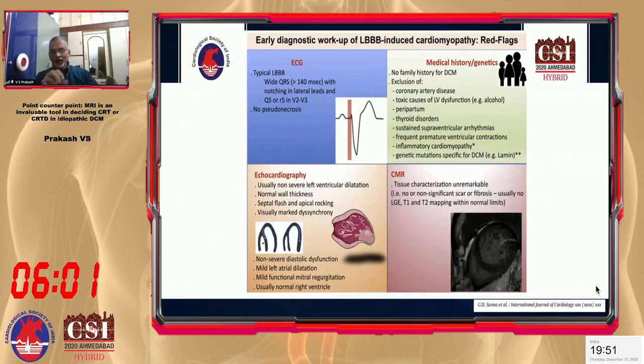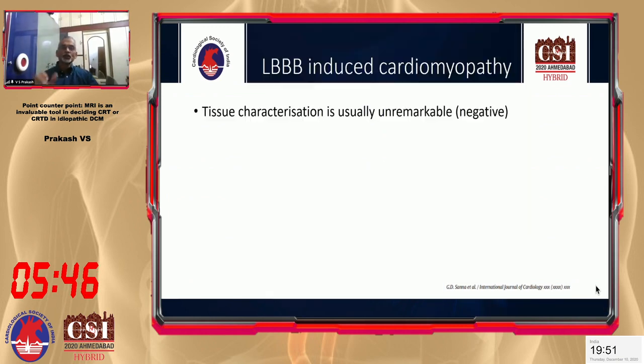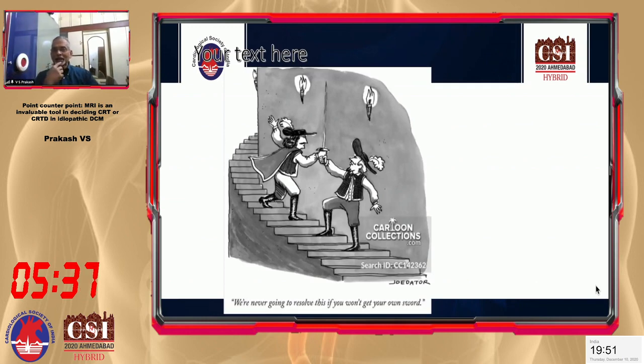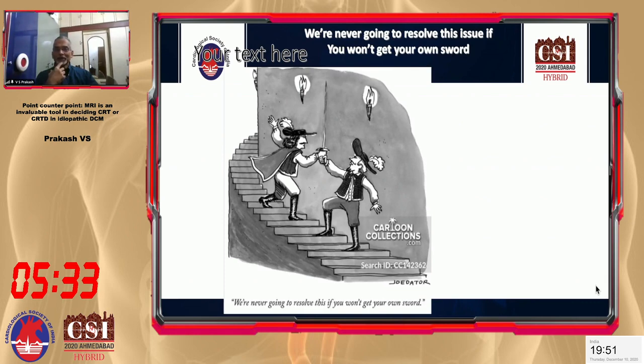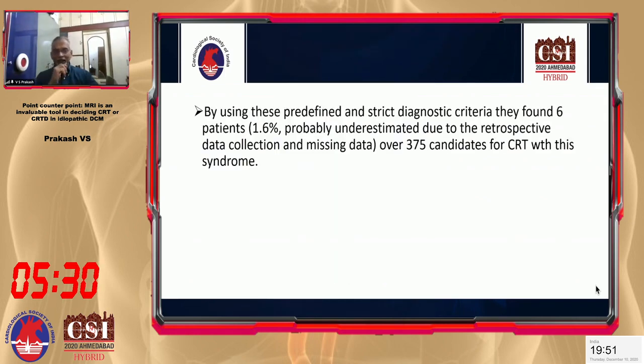There are red flags apart from the wide QRS. Most important, you exclude all other diseases, reversible causes or coronary artery disease. You have dyssynchrony by echo, and a very important thing, by CMR the tissue characterization is unremarkable. So we are looking at LBBB-induced cardiomyopathy where the tissue characterization is absolutely unremarkable. So there's no role for imaging. Oh my goodness. Have I reversed my role? Am I a protagonist or an antagonist? I think probably we are sharing the same sword. Let me try and look at it again.